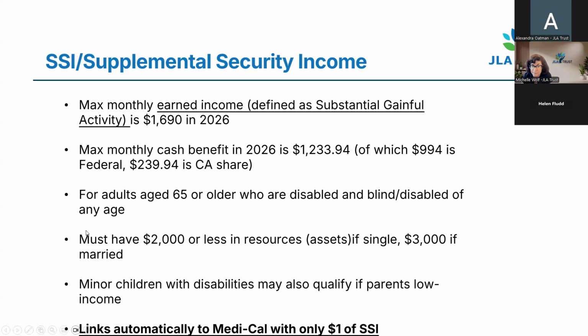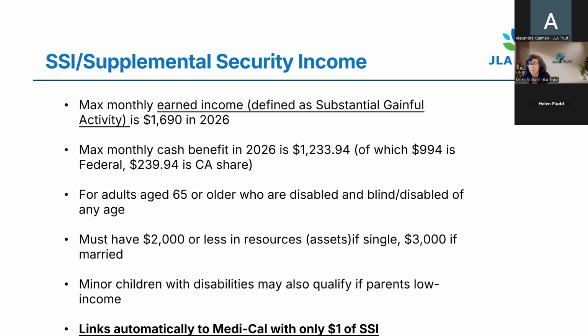Now, here's the big problem with SSI. You're only allowed to have $2,000 in resources. And again, that's money in your checking account, money in your savings account, stocks, bonds, Bitcoin, anything in the person's name and Social Security number. It's $2,000 if you're single, $3,000 if you're married. Minor children with disabilities can also qualify if the parents are very low income.